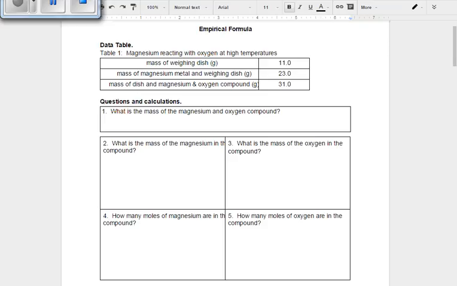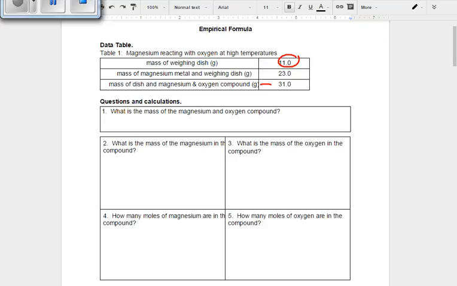Okay, so they give you the mass of the weighing dish, which is something that you would always put some kind of substance in. Then they give you the mass of magnesium metal in the weighing dish. So this is the total mass of the dish and the magnesium. And they also give you the mass of the dish, the magnesium, and oxygen compound, which is the one that you're going to have to find.